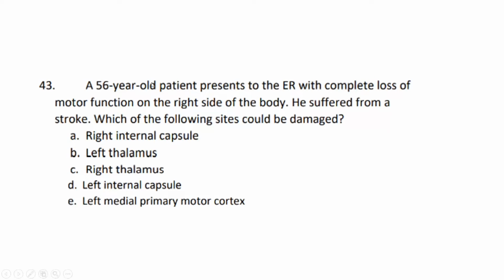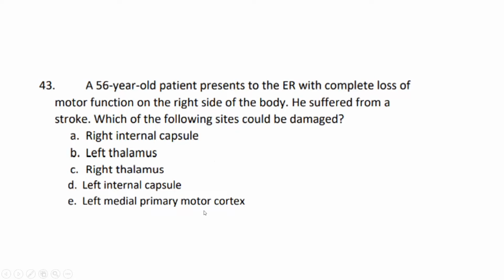So, since we have loss of motor function on the right side of the body, that means we're expecting an injury on the left side of the brain, okay? And we can just take these one by one. Damage to the left thalamus would mean that we'd have other symptoms along with some sort of sensory deficit or some sort of dysregulation, which is why it's not going to be the thalamus.